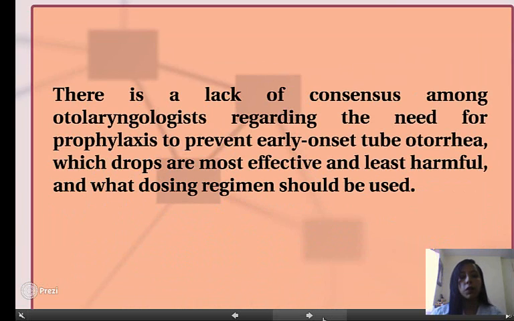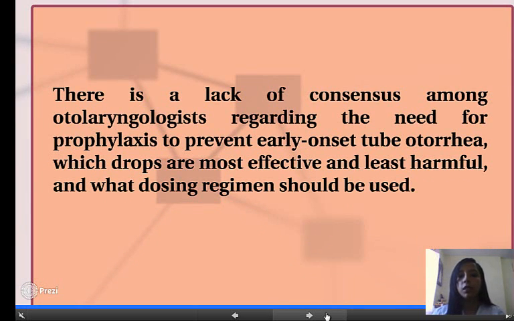There is a lack of consensus among otolaryngologists regarding the need for prophylaxis to prevent early onset tube otorrhea, which drugs are most effective and less harmful, and what dosing regimen should be used.